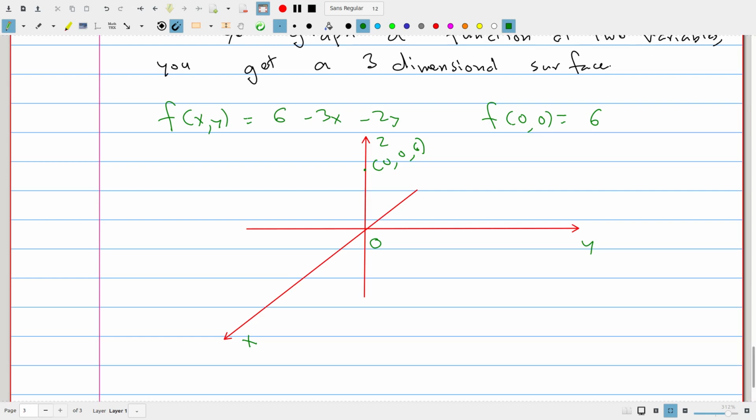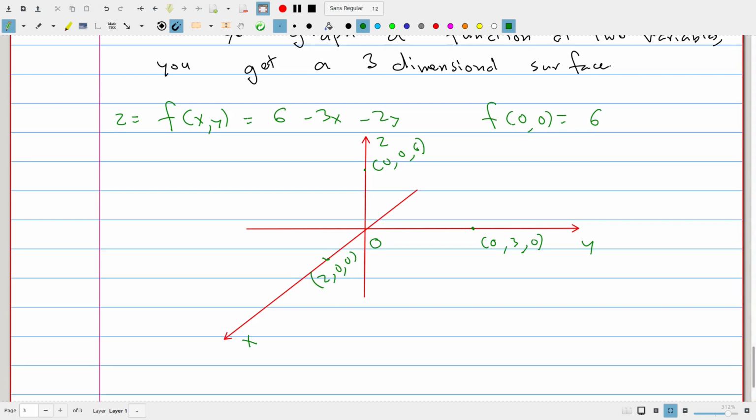And when x equals 0 and z equals 0, then y is equal to 3. So this plane then passes through 0, 3, 0. And when y equals 0 and z is equal to 0, then x equals 2. So this plane also passes through 2, 0, 0.